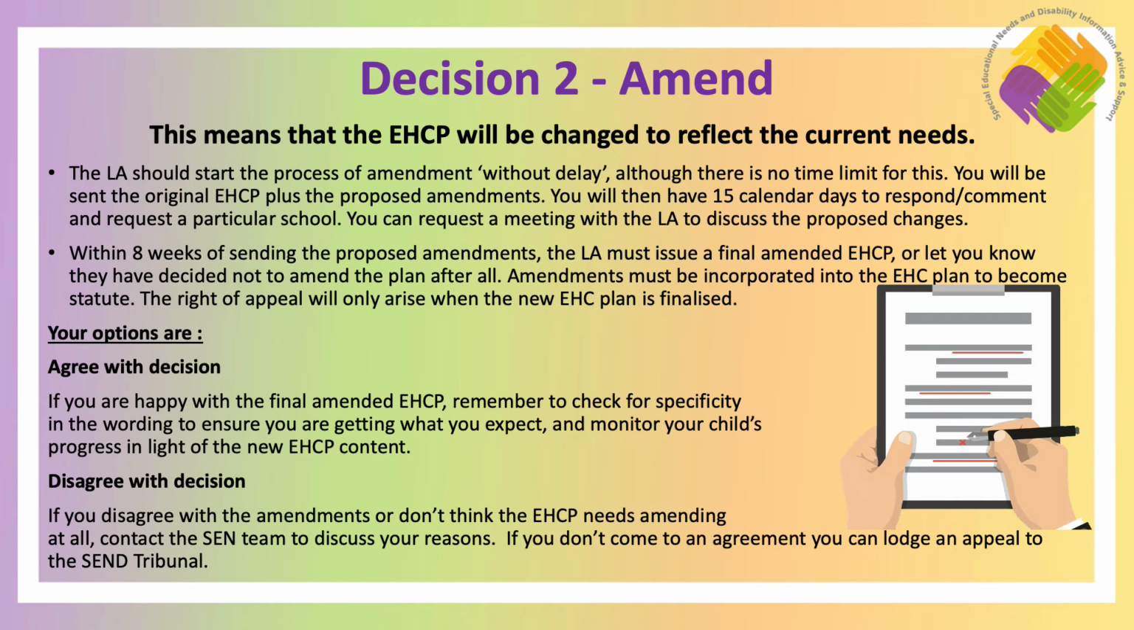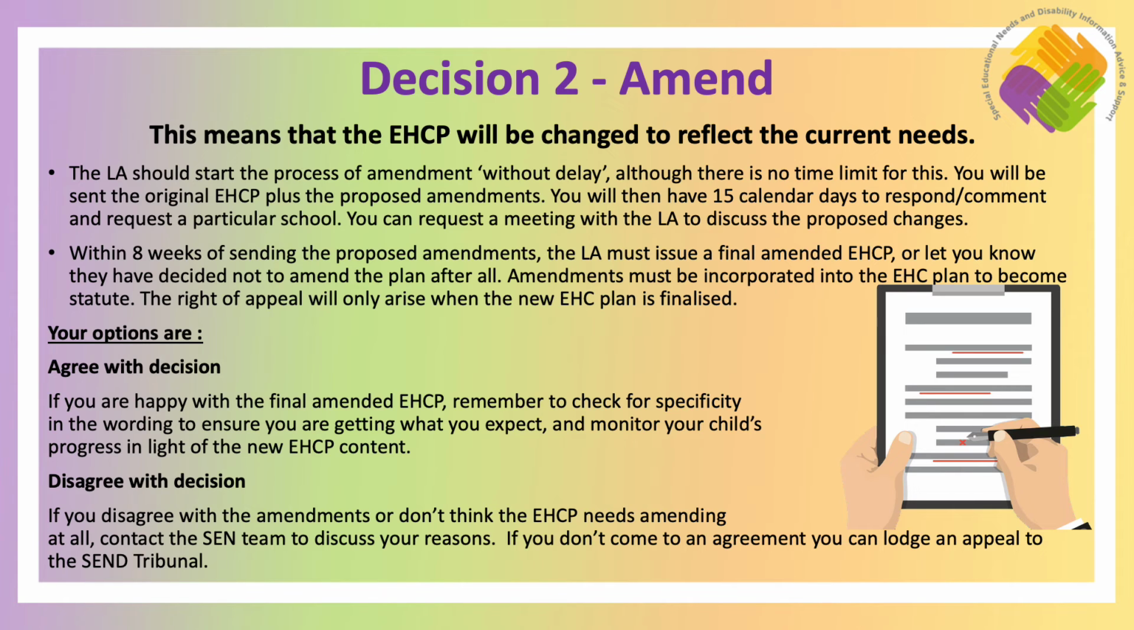You can request a meeting with the local authority to discuss the proposed changes if you so wish. Within 8 weeks of sending the proposed amendments, the LA must issue a final amended EHCP or let you know they've decided not to amend the plan after all. Amendments must be incorporated into the EHC plan to become statute. The right of appeal will only arise when the new EHC plan is finalised.